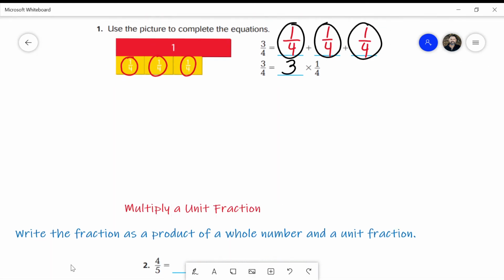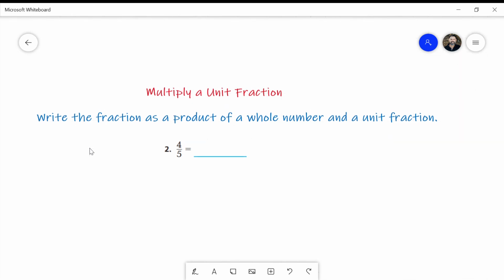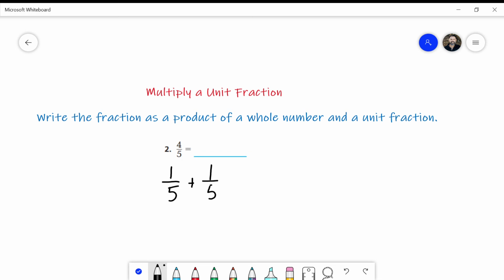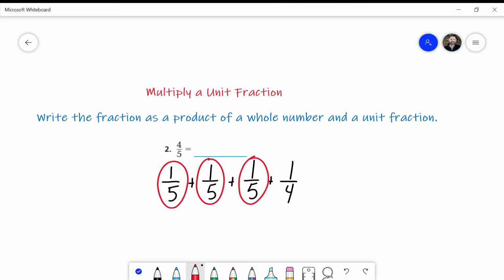All right, let's try doing that here. We're going to write the fraction as a product of a whole number and a unit fraction. So if I have 4/5, I want to break that apart. So I have 1/5 plus 1/5 plus 1/5 plus 1/5. So there's 4 groups. Oops, I just realized I wrote that wrong. Let me fix that. 4 groups. So I have 4 times 1/5. I repeated the 1/5 4 times.